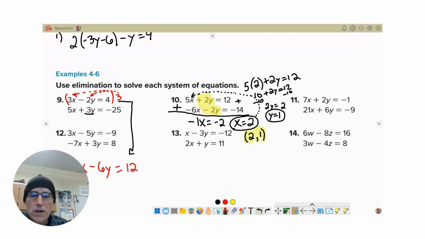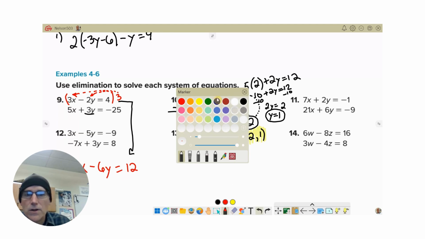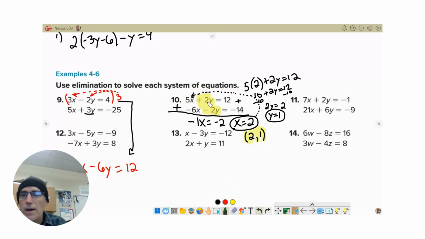All right, so let's try a different color here. Let's go green. And I'm going to multiply the second equation by 2. So let's multiply everything down here by 2. And that becomes 10x, and then plus 6y. Here's the key. That's why I multiplied this one right here by 2, so that I'd have the same numbers but opposite in sign. And then on the right side, I would have 2 times negative 25, which is negative 50.